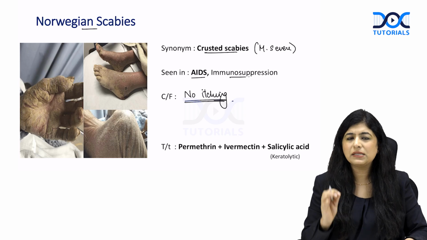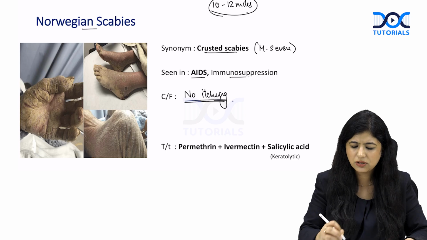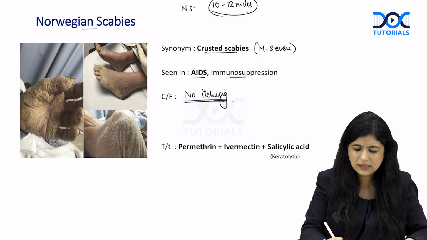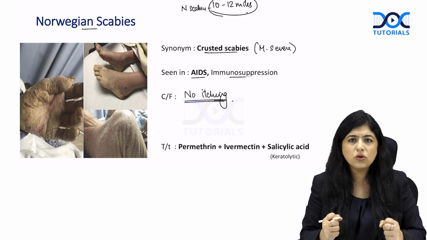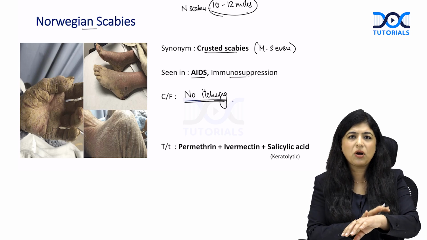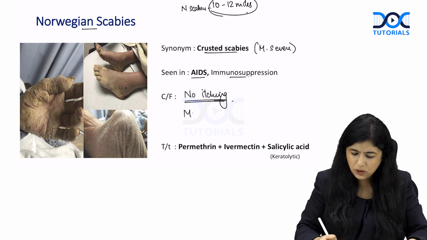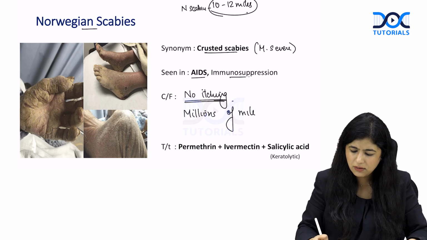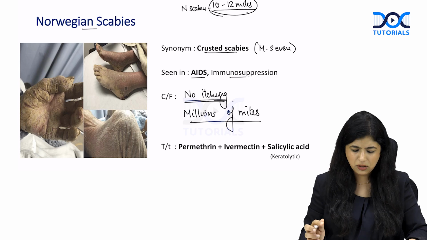Now, in a normal scabies, there are just 10 to 12 mites present on the body of the patient. So remember, in normal scabies, there are just 10 to 12 mites. But here, due to no itching, you don't scratch the mites off your body. They keep proliferating and rapidly increase in number. So here you have millions of mites on the body of the patient. Contrast this with only 10 to 12 seen in normal scabies.